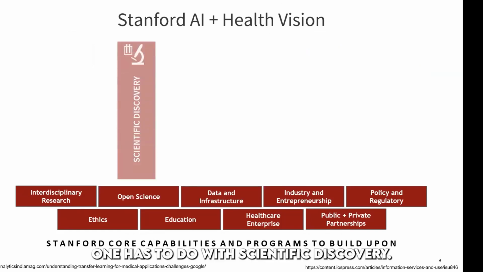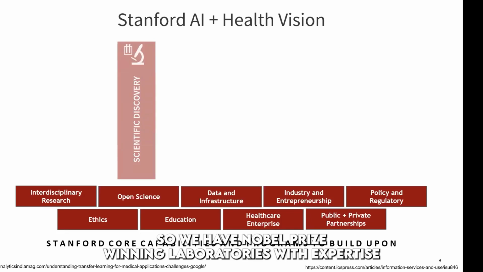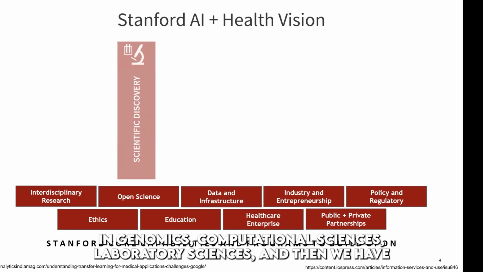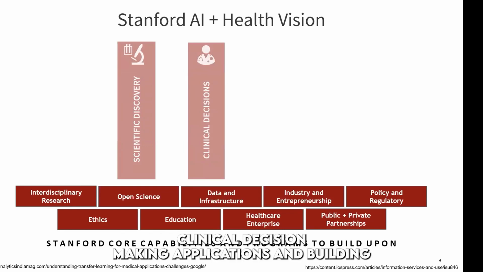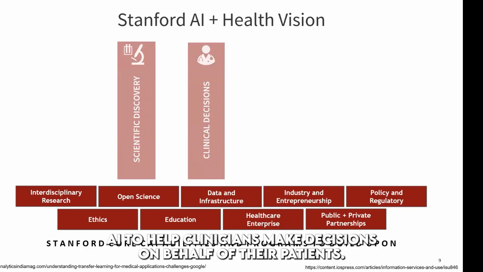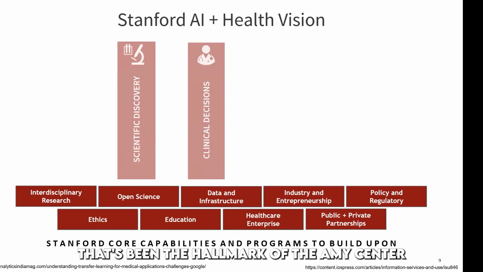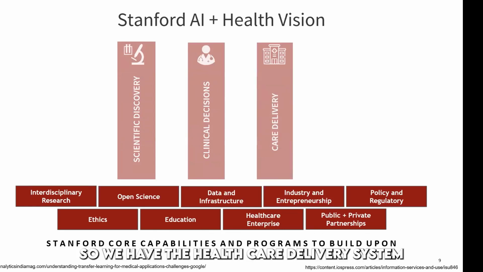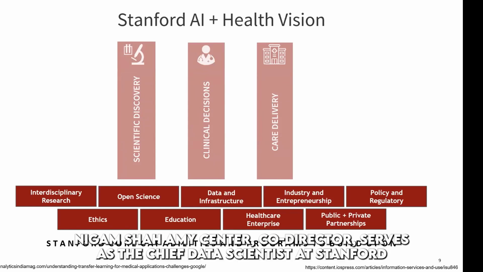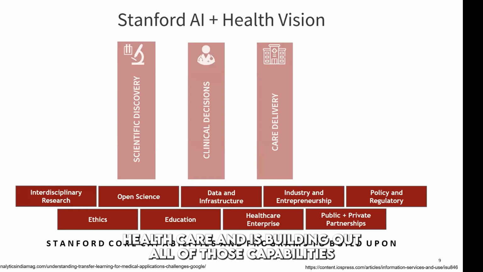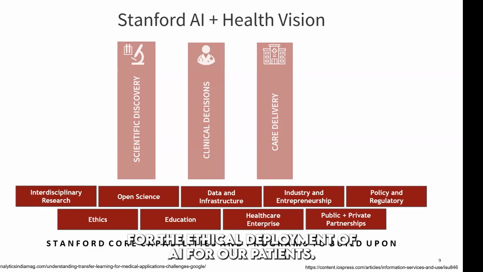One has to do with scientific discovery. So we have Nobel Prize-winning laboratories with expertise in genomics, computational sciences, laboratory sciences. And then we have expertise in the clinical decision-making applications and building AI to help clinicians make decisions on behalf of their patients. That's been the hallmark of the AIMI Center. Care delivery. So we have the healthcare delivery system, and we've invested in the infrastructure and team. Nigam Shah, our AIMI Center co-director, serves as the chief data scientist at Stanford Healthcare and is building out all of those capabilities for the ethical deployment of AI for our patients.